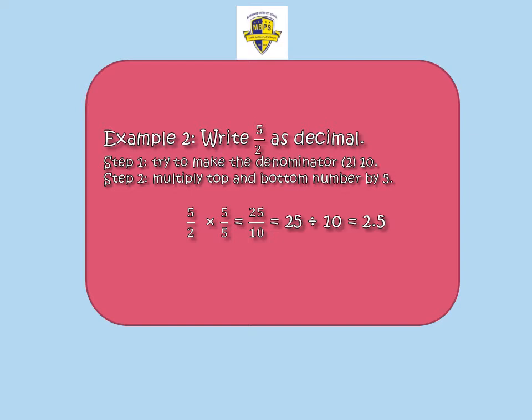25 divided by 10 equals 2.5. See, the denominator here is 10. So this means the number 5 should be in the tenths place. And the whole number is 2. This is an improper fraction. The top number is greater than the bottom one. So the answer is 2.5.